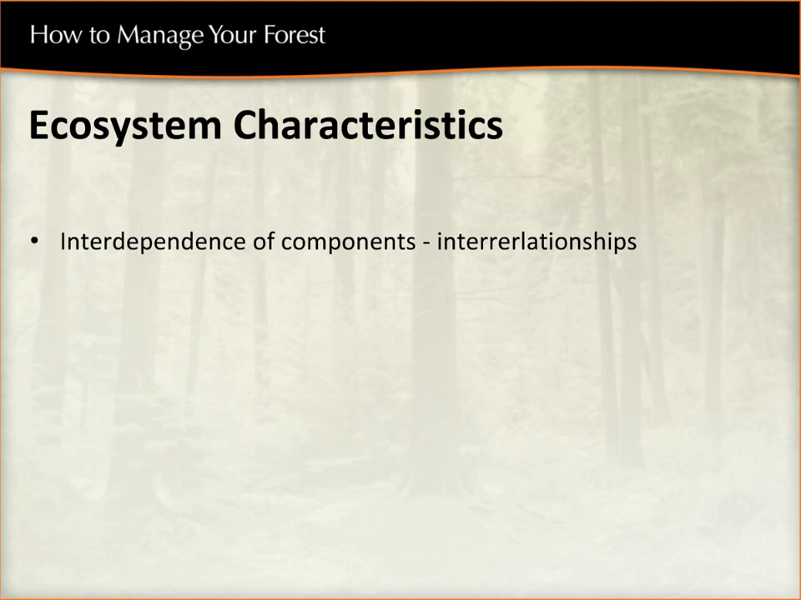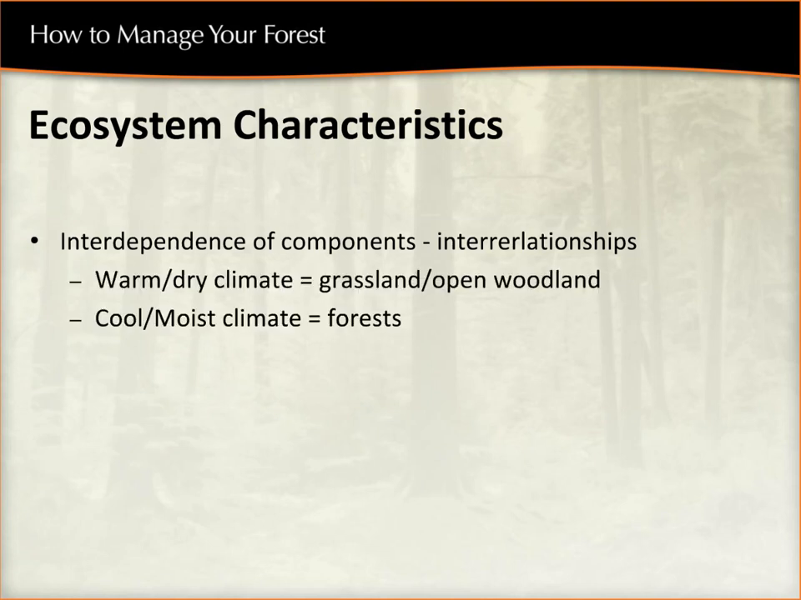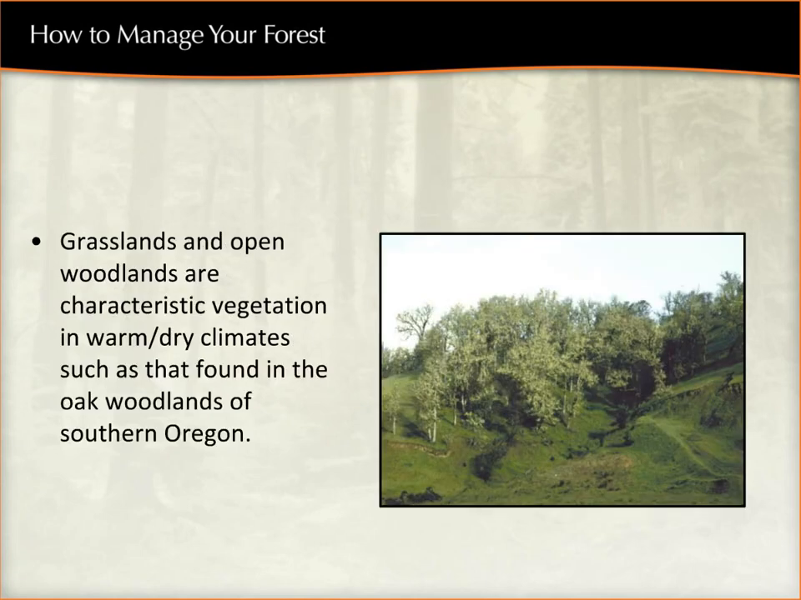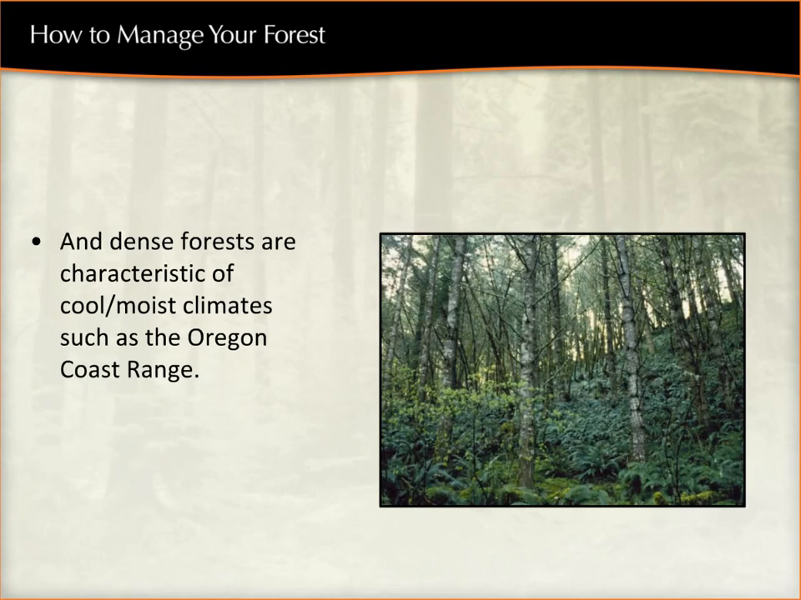The interdependence of components, the interrelationships, are another important characteristic of ecosystems. The relationship between climate and vegetation type is a good example. Grasslands and open woodlands are characteristic vegetation in warm, dry climates, such as that found in the oak woodlands of southern Oregon. And dense forests are characteristic of cool, moist climates, such as the Oregon Coast Range.